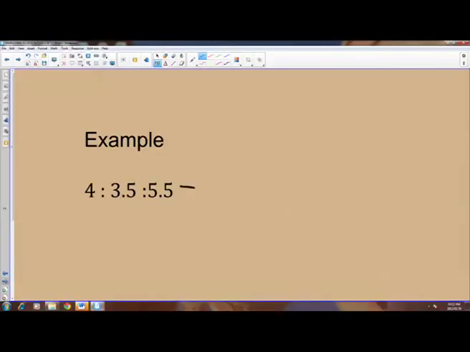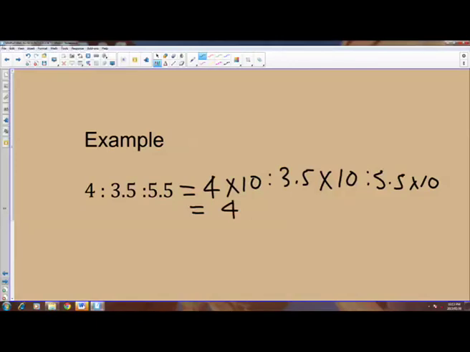So this will be 4 times 10 is to 3.5 times 10 is to 5.5 times 10. So we multiplied by 10 here to make 3.5 and 5.5 whole numbers. This then will be 4 times 10, it's 40, is to 3.5 times 10 is 35, and then 5.5 times 10 is 55. We now check, is our ratio simplified?